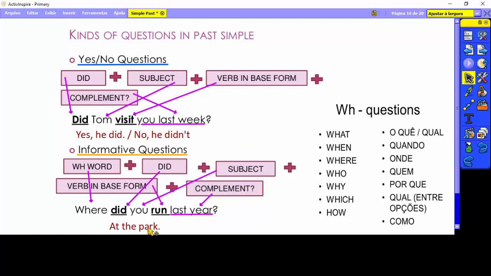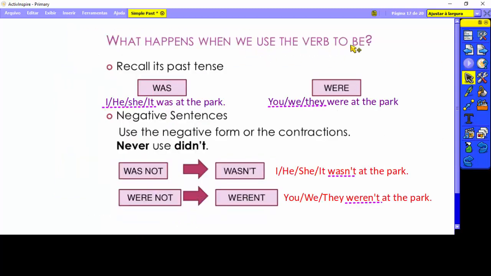At the park. What happens when we use the verb to be? Recall, it's past tense. So you're gonna use the verb to be in the past, all right? So for I, he, she, it, you use was. For example, I, he, she, it was at the park. For you, we, they, you use were. You, we, they were at the park.